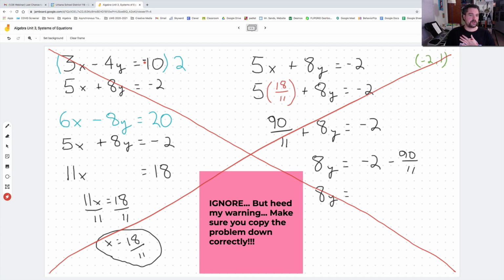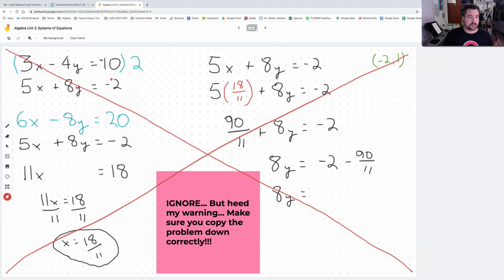This was what I made a mistake on. I forgot to include the negative here. Even though I was going through the process as I needed, it started to get a little ugly over here with some really unmanageable fractions. This is the correct answer that we should be getting. So let's check our work and see if we come to the answer of negative 2, 1. And I'm going to leave the slide on here as a way to say, remember my mistake, but heed my warning. Make sure you copy the problem down correctly, as I have done here.